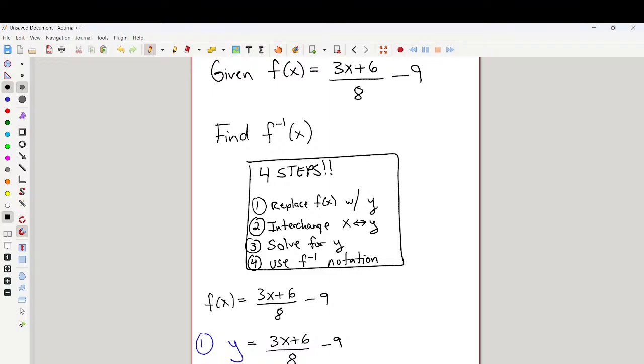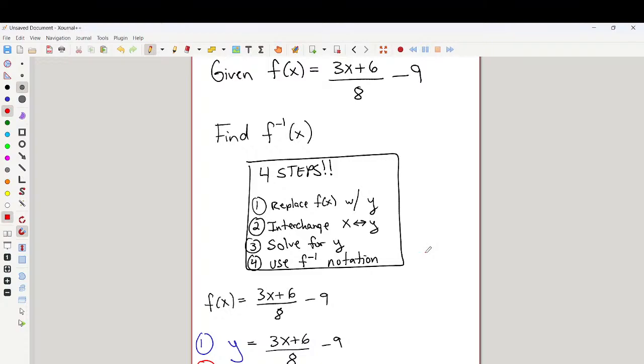All right, so there's 4 steps. Let's do it. Here's a function. How do I find literally what will undo this? Step 1, replace f of x with y. It's literally just change it to y. Step 2, replace y with x and x with y.